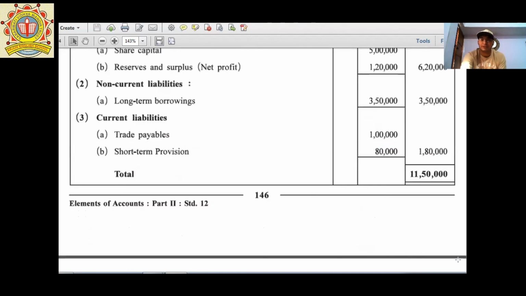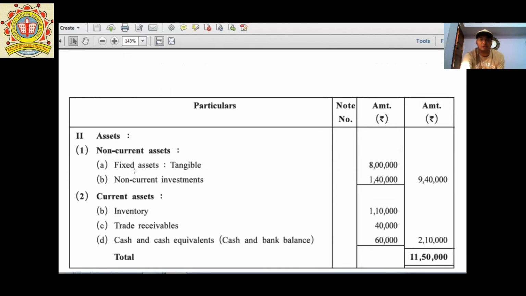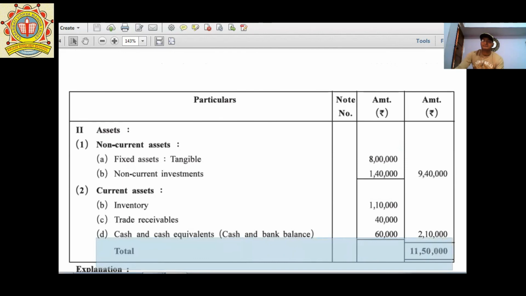So finally, you can see that the total of the liabilities side as well as the total of the assets side are equal. If both are equal, then we can say that the entire sum is correct. In the examination, almost these types of questions are asked, so be ready for these types of questions. And now we have finally completed the entire chapter, and if you have any doubts, please contact here. Thank you.